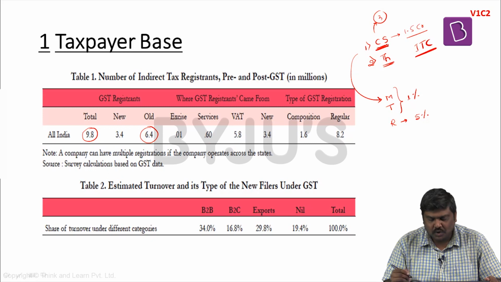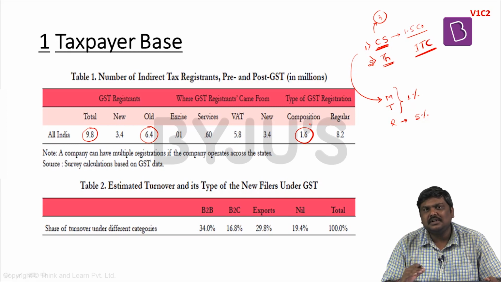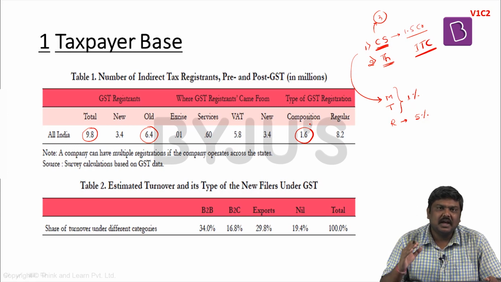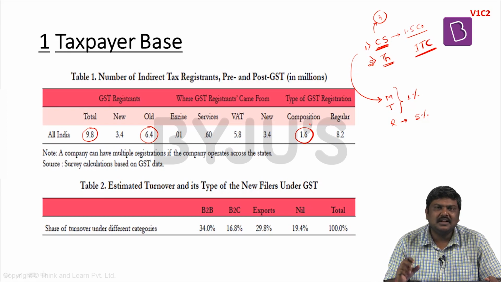But having said so, only 1.6 million registrants have opted for a composition scheme, and more than 50% of eligible registrants have said that they will pay the GST taxation under the normal tariff structure rather than opting for composition scheme. This particular change has happened for a simple reason. These companies are basically acting as vendors or will provide goods or services to big companies, and big companies would want to utilize the input tax credit.